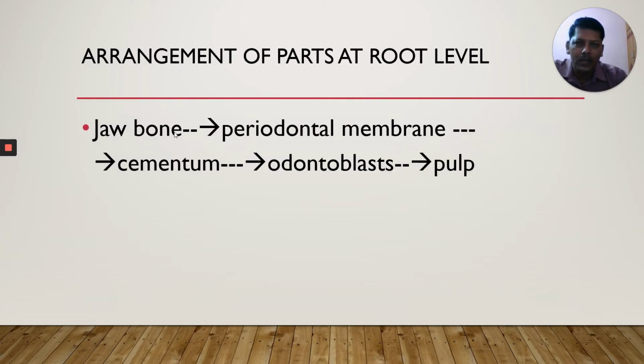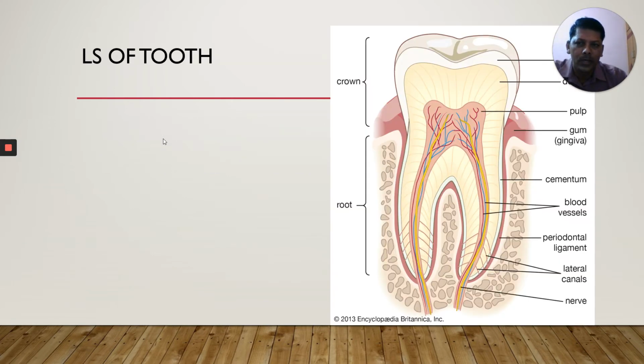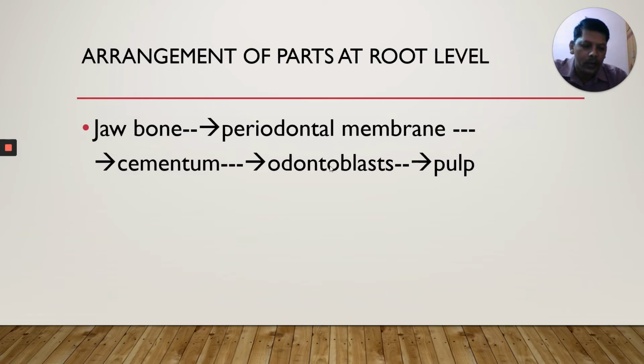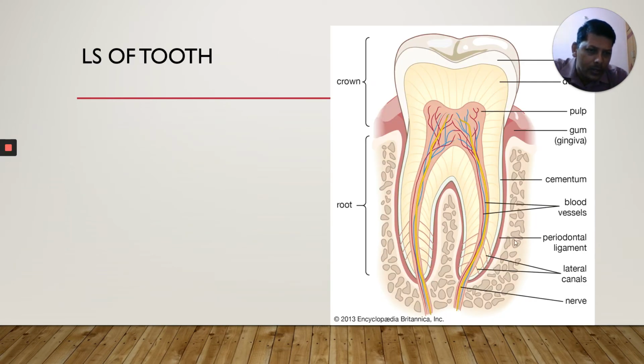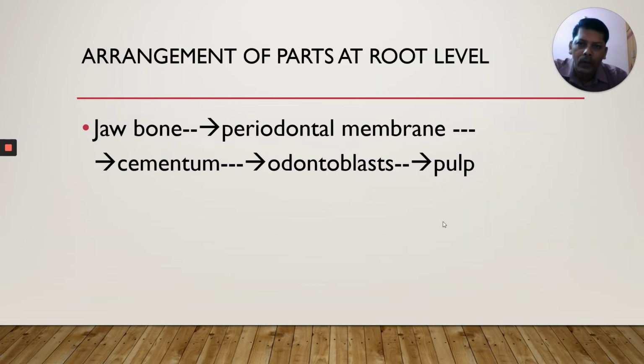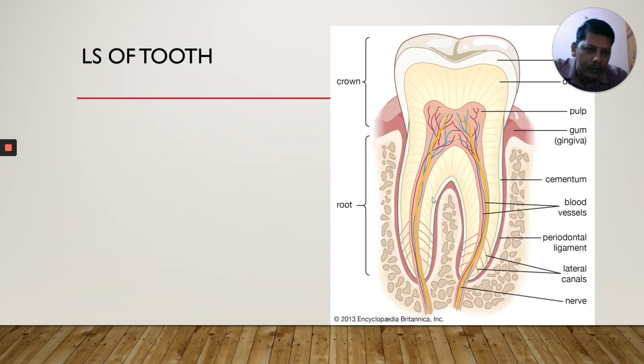Arrangement of parts at the root level. First, the jawbone. This part is the jawbone. After the jawbone, there is the periodontal membrane. This is the jawbone, and this is the periodontal ligament. After that, there is cementum. This white part is the cementum, and this part is dentine.